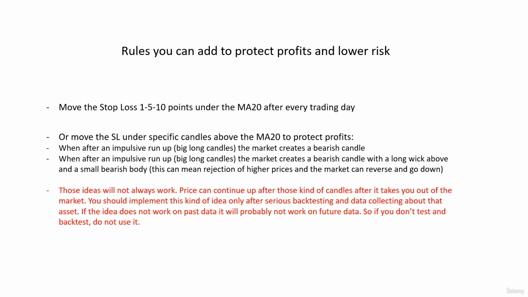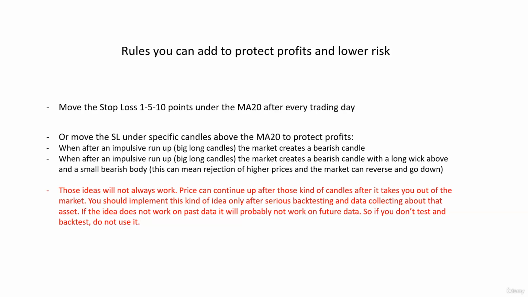You're going to have to see this in your backtesting, and if you don't see it, just don't do it. It's simple. It's better if you don't do it if you don't see it. And some ideas are when, after an impulsive run up, so let's say you enter a trade and you have two candles that just run up, big long candles, and then the market creates a bearish candle. This would be like the third day. So that could be a signal that the run is over. But you really need to see this in backtesting.